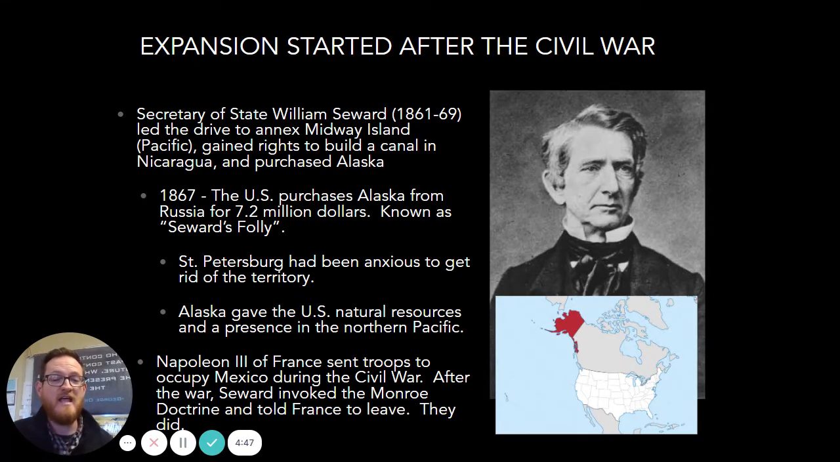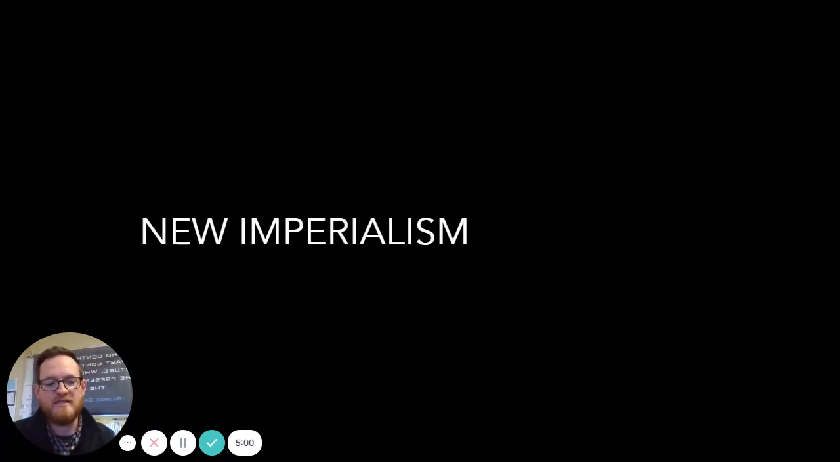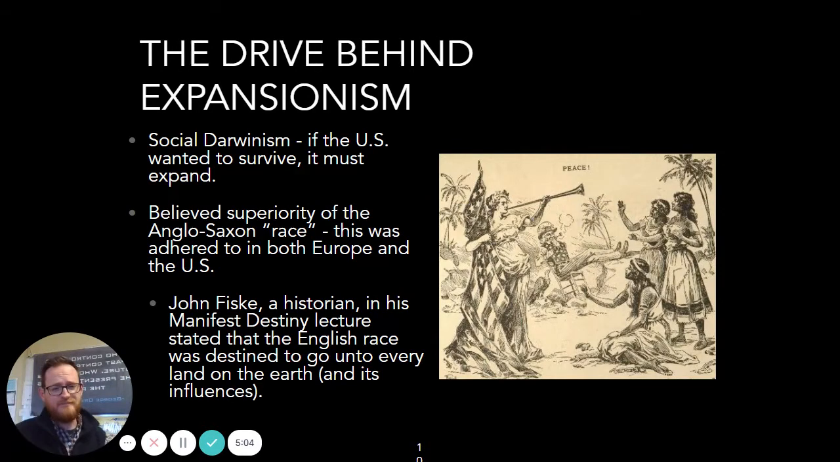Napoleon III of France would send troops to occupy Mexico during the Civil War, but after the war, Seward invoked the Monroe Doctrine, and those troops would leave and go back to France. So really, that's all that had happened previously to this. So this is known as New Imperialism.